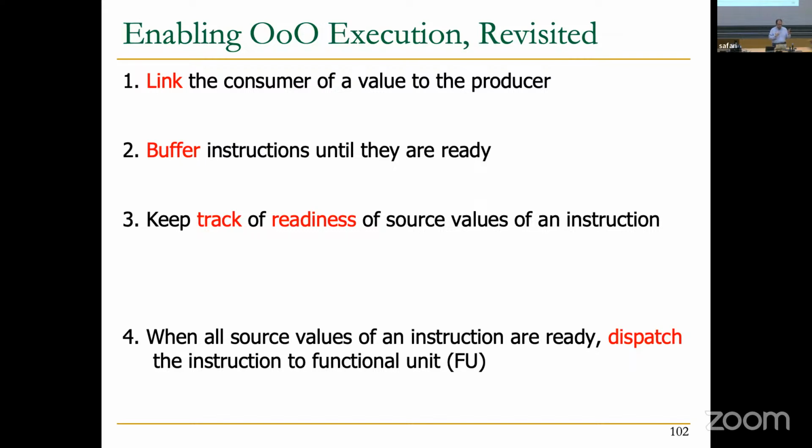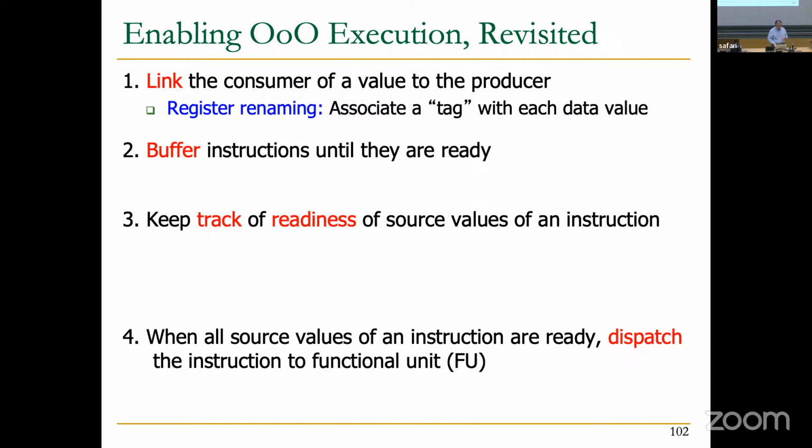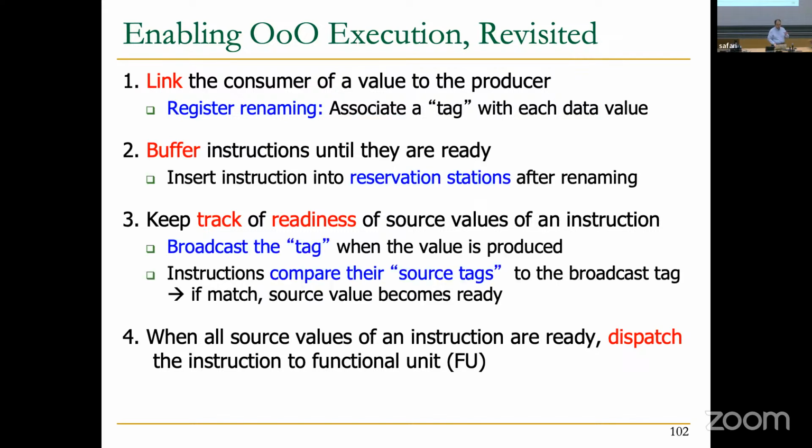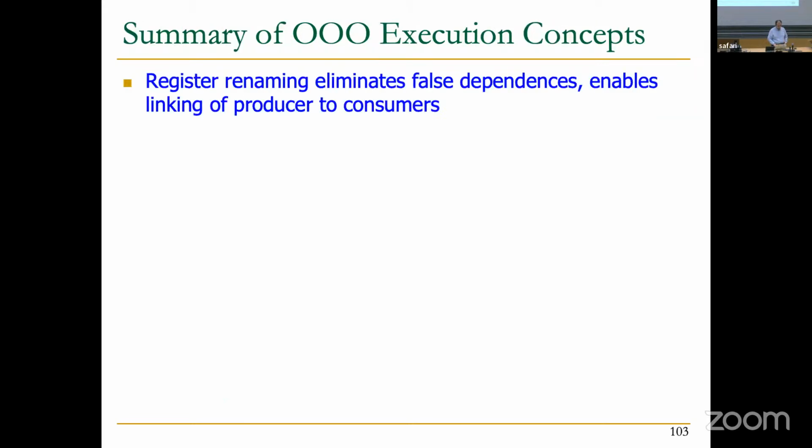So you need to somehow link the consumer of a value to the producer, and you need to buffer instructions until they are ready, like the reservation station that we have learned about, and keep track of the readiness of source values of instructions. We talked about register renaming, reservation stations, and broadcasting tags, where instructions compare their source tags to the broadcast tag. And when all source values are ready, we need to wake up instructions and dispatch them for execution.